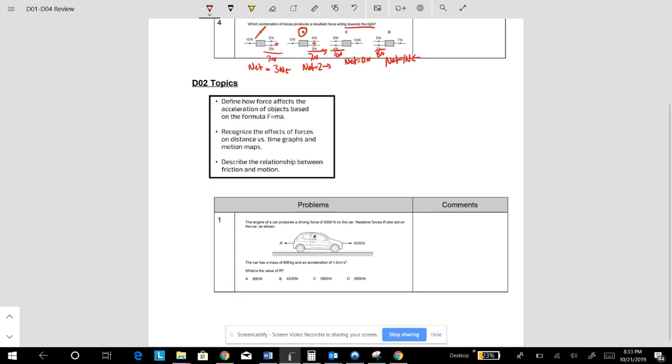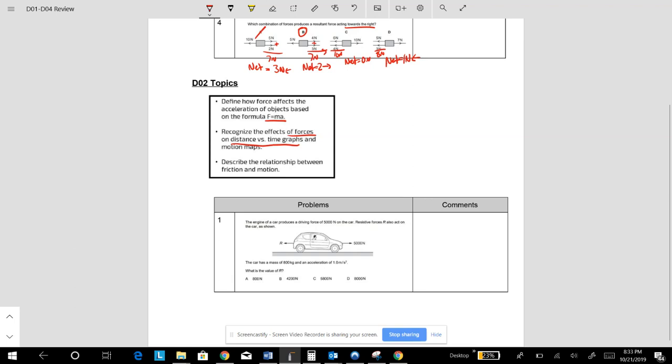All right, with D02, you want to be able to define how acceleration of an object is based on this formula: force equals mass times acceleration. You want to recognize the effects of forces on a distance versus time graph. That's going to be a lab that we cover this week as well. But basically, you're looking to see how forces are going to affect a distance versus time graph.